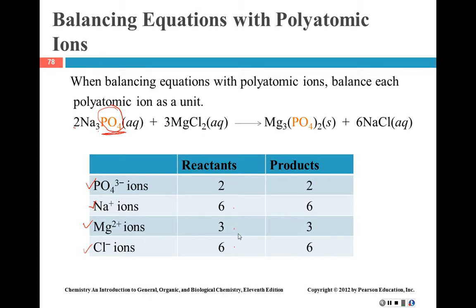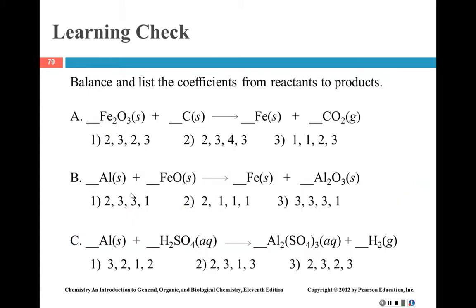So on the other side, and I'm just going to go in order here, we have 3 magnesiums, 2 phosphates, 6 sodiums, and 6 chlorides. So are we balanced? Yep, we are. Okay, so that is balanced, and we balanced that PO4 as a unit. It's very important. Can you do it the other way? You sure can, but it makes it really hard.